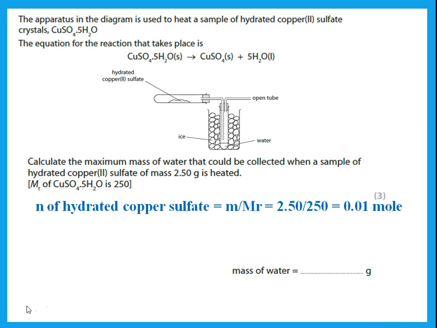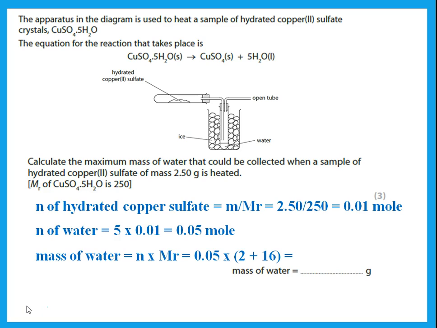So first of all, I need to get the number of moles of the hydrated copper sulfate. Number of moles is the mass over the molecular mass. He already gives me molecular mass, so I don't need to sit down and calculate it, and that comes out to be 0.01 mole. Now, I look at the equation. That means I should get how many moles of water? The equation tells me that the number of moles of water is 5 times that of the hydrated salt. So the number of moles of water is 5 times this, which is 0.05 mole. And he's asking about mass. Mass is number of moles times Mr. So the number of moles times the Mr of the water, that comes out to be 0.9 grams.